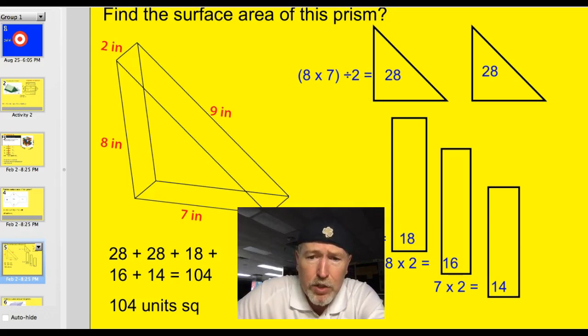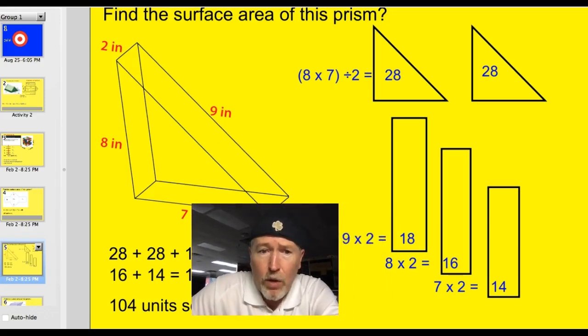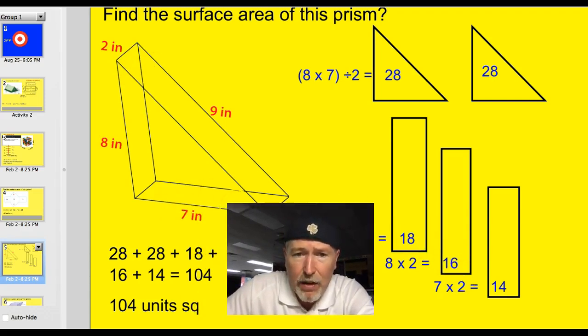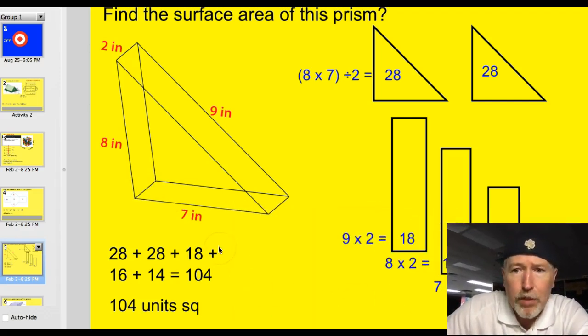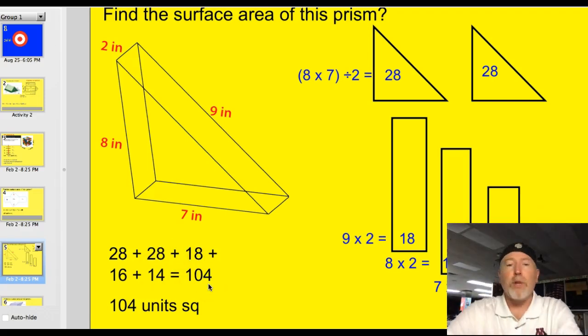Then down here, I'm just going to slide myself over again. We have to find the area of these 3 different rectangles that make up the sides of the prism. Well, the first one is 9 by 2, so there's my 18. The next one is 8 by 2. Well, that's going to give me 16. And the short side over here is 7 by 2. And that's going to give me 14. So if I add all those guys up together, slide myself back in, I'm going to go back in the corner. 28 plus 18 plus 16 plus 14, we have a total of 104 units squared.